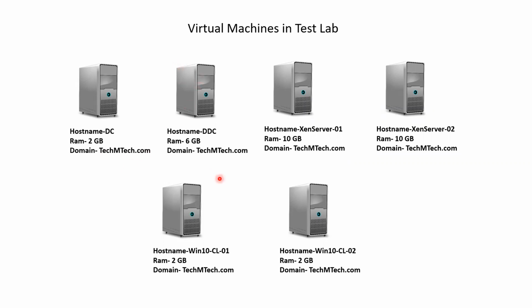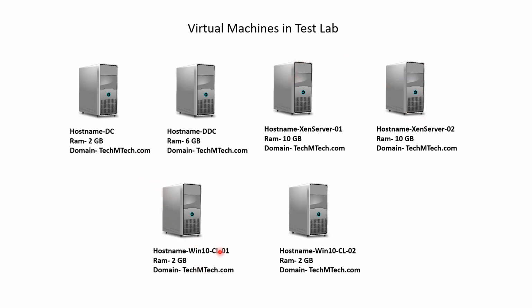Our second server will be our delivery controller, which is the mastermind of the entire Citrix infra, right? So I have allocated 6 GB of RAM and I joined that machine into my domain. The third and fourth servers will be our hypervisors, like Gen server 01 and Gen server 02. Why did I pick two hypervisors? If one goes down, in that case we can switch the entire operation to the second hypervisor.